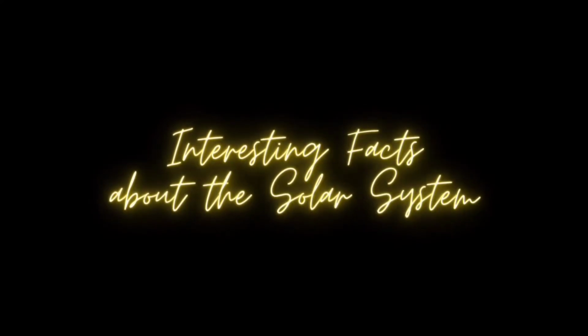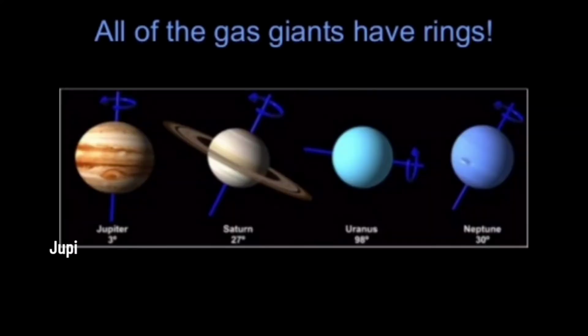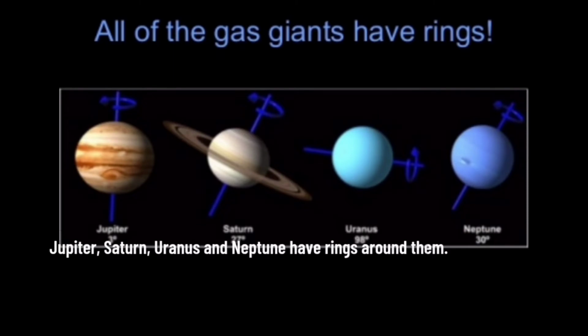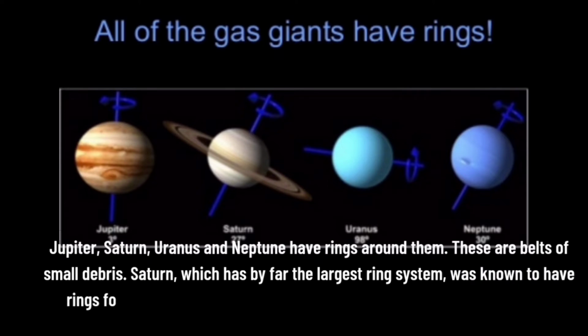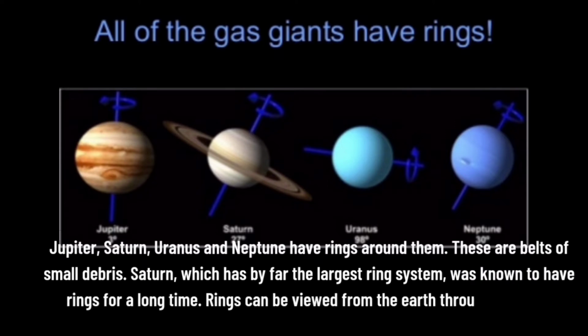Now let's see some of the interesting facts about the solar system. Jupiter, Saturn, Uranus and Neptune have rings around them. These are belts of small debris. Saturn, which has by far the largest ring system, was known to have rings for a long time. Rings can be viewed from the Earth through powerful telescopes.